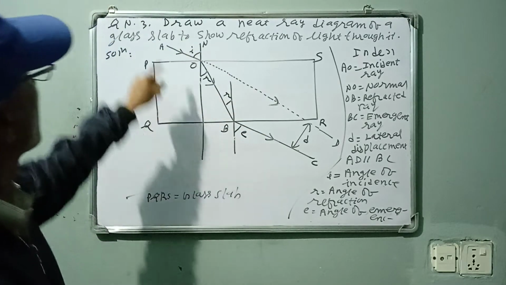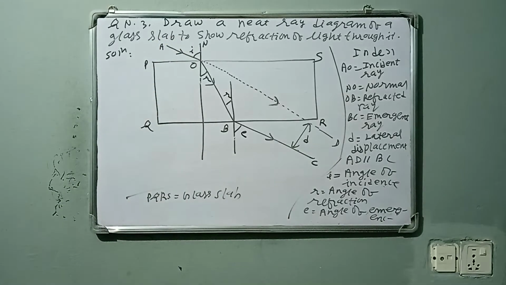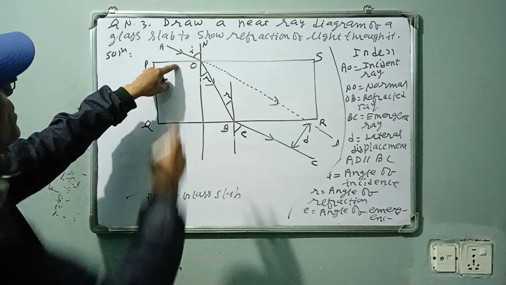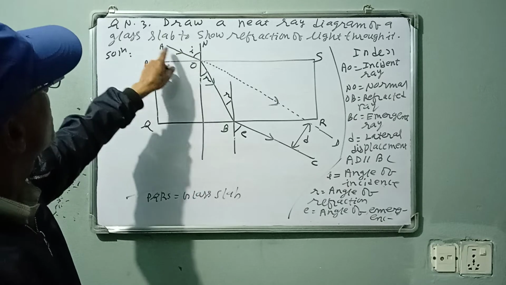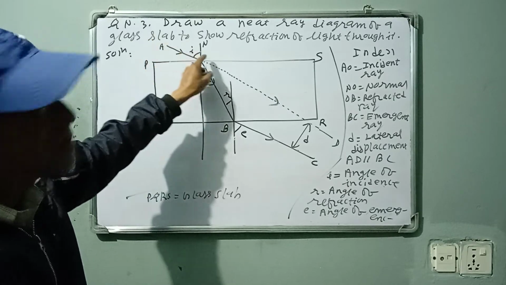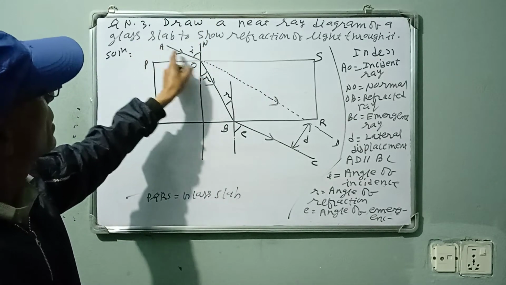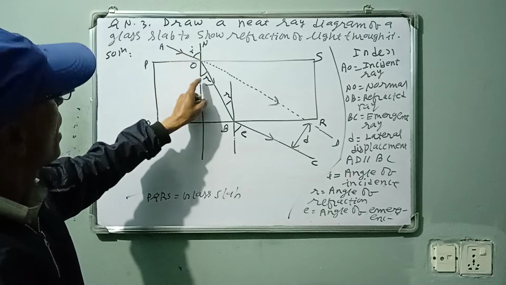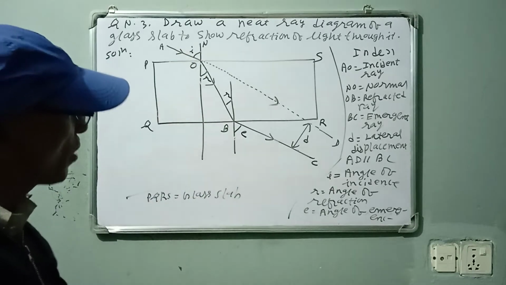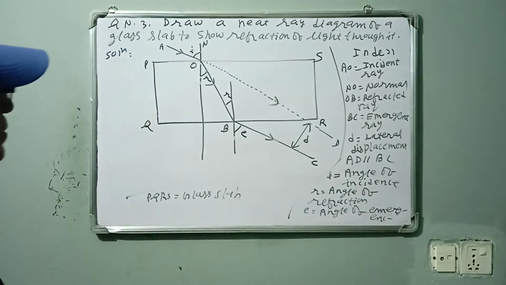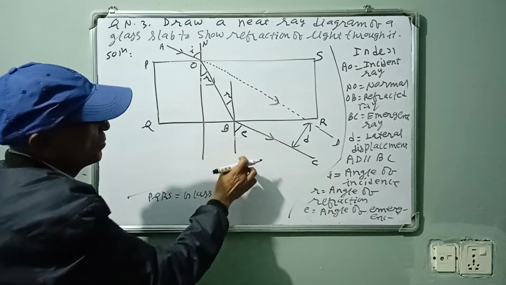And angle I is the angle of incidence. If you have to define what you mean by angle of incidence, you can define it just from the figure. The angle of incidence is the angle made by the incident ray with the normal, or the angle made between the incident ray and the normal. Angle of refraction R: the angle made by the refracted ray with the normal. Angle of emergence: the angle made by the emergent ray with the normal.